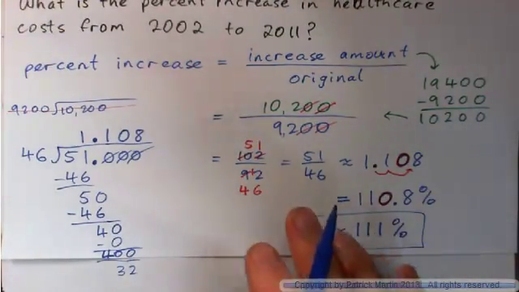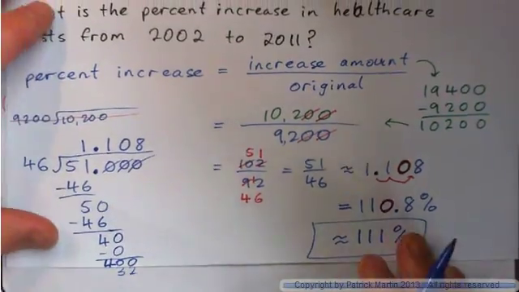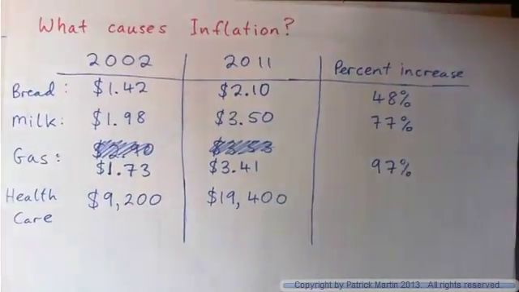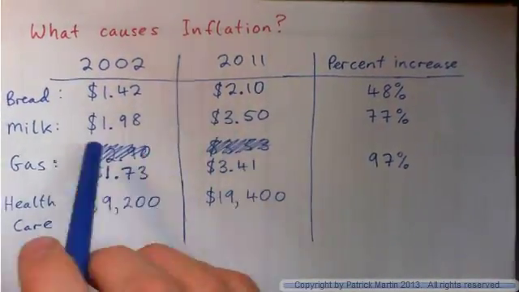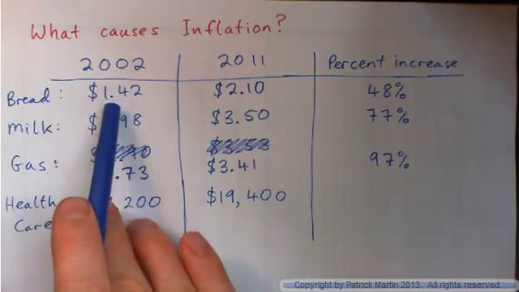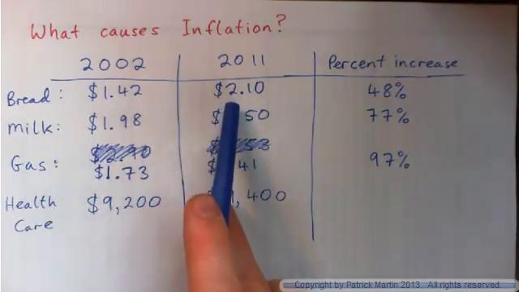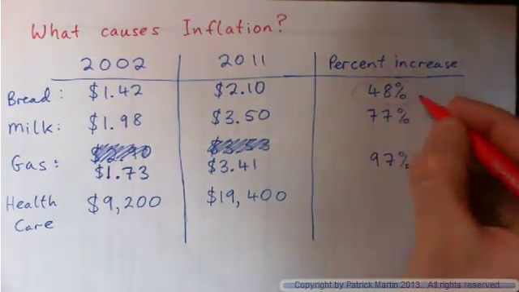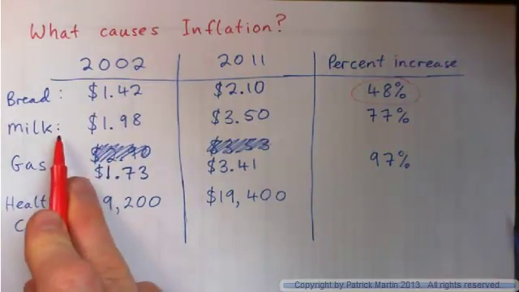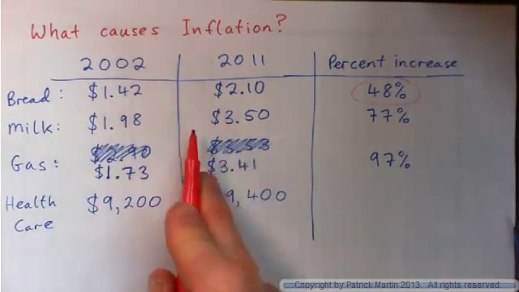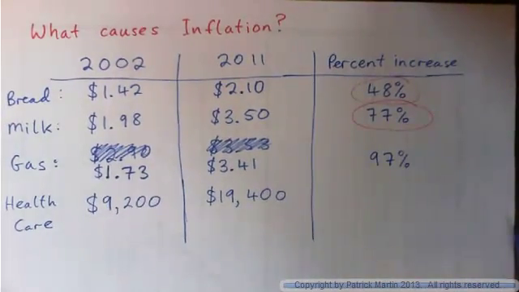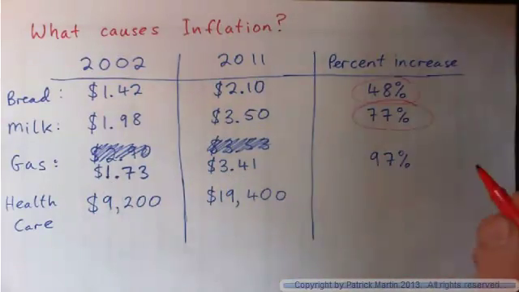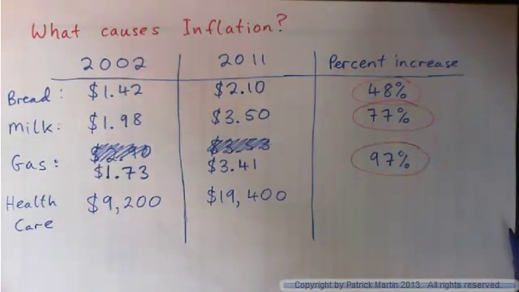just for a little bit of education, percent increases come up a lot with prices of stuff. Like in 2002, the price of a loaf of bread was $1.42. In 2011, the average price of a loaf of bread in the country was $2.10. That's a percent increase of 48%. A gallon of milk went from $1.98 to $3.50 on average in the country. That's an increase of 77%. A gallon of gas in the country went from $1.73 to $3.41. That's an increase of 97%.